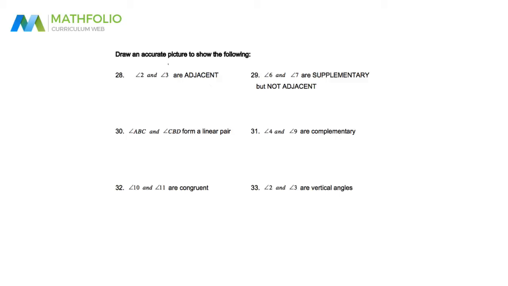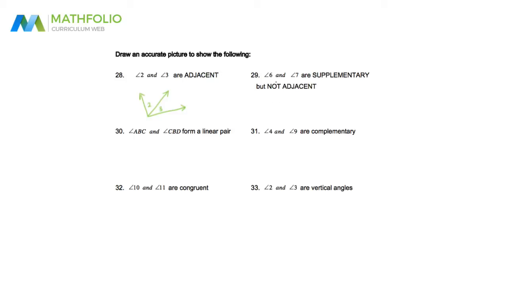All right, so draw an accurate picture to show the following. Angle 2 and angle 3 are adjacent. So that just means two angles that are next to each other. So here I've shown two angles. Let's call this angle 2 and angle 3. They're next to each other. They share a ray. Really, we should show these as rays. They share that ray in the middle.